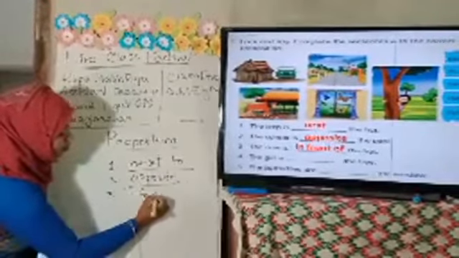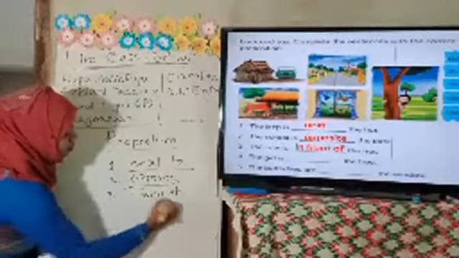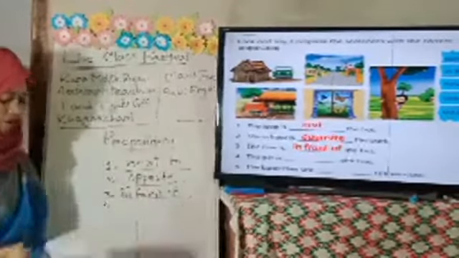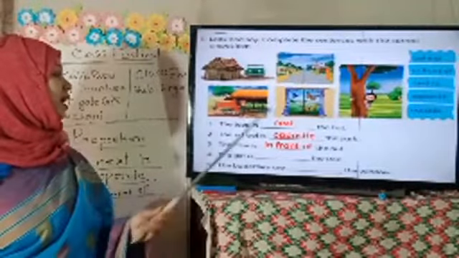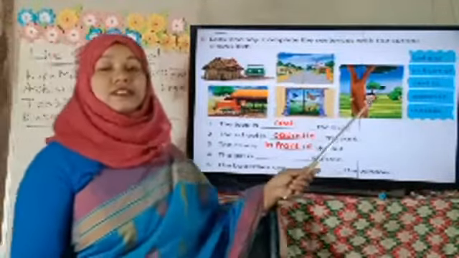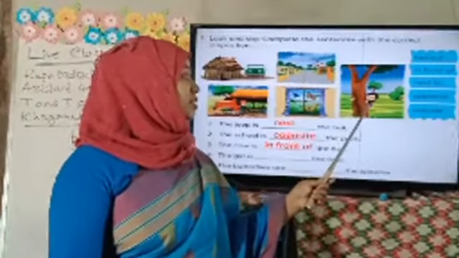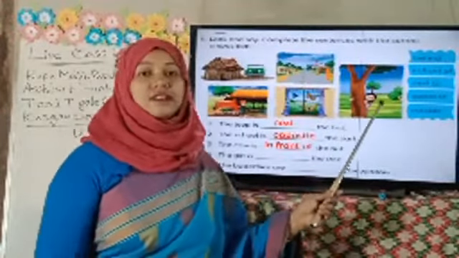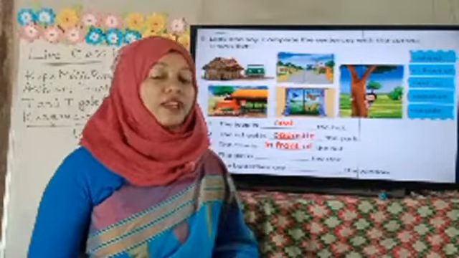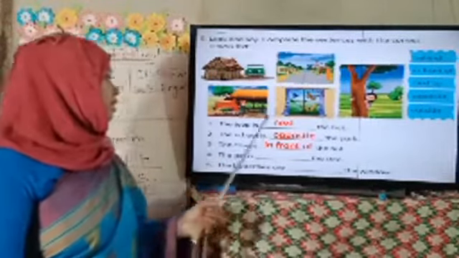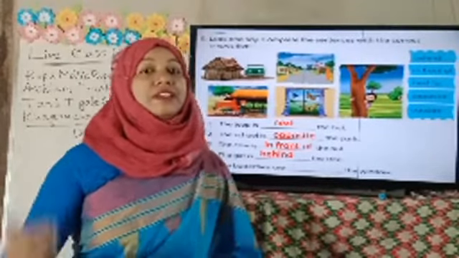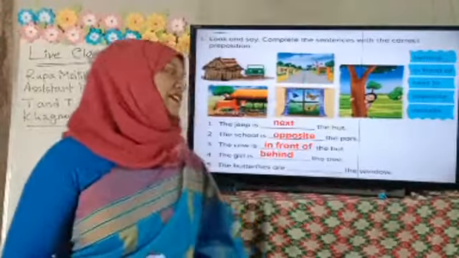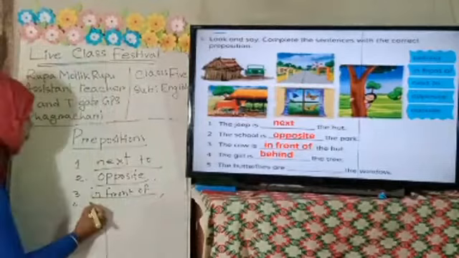In front of. Then number four is, the girl is dash the tree. Look at this girl. Where is she, students? Yes, behind. The girl is behind the tree. What do you mean by behind? Yes, in the back side. Behind.